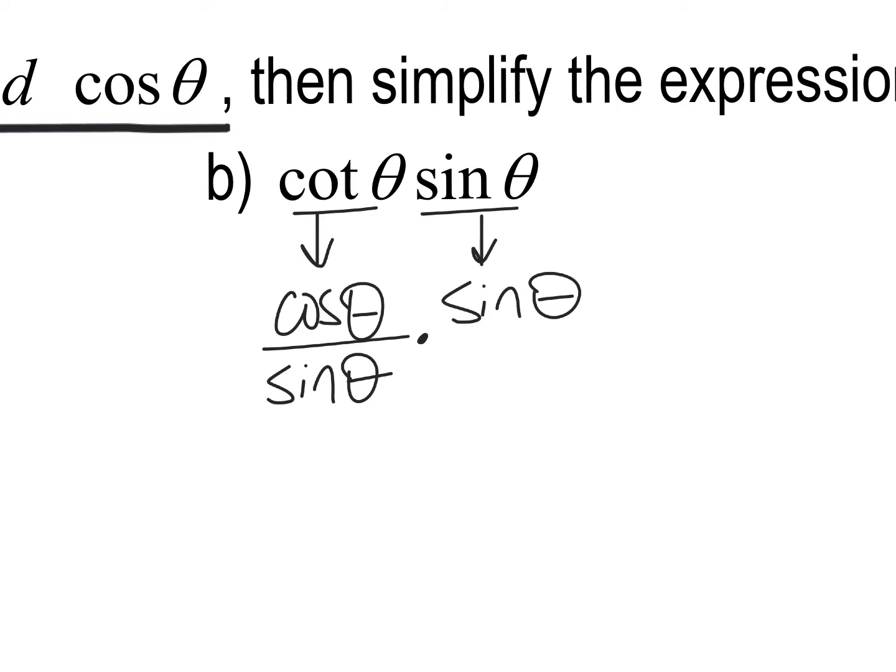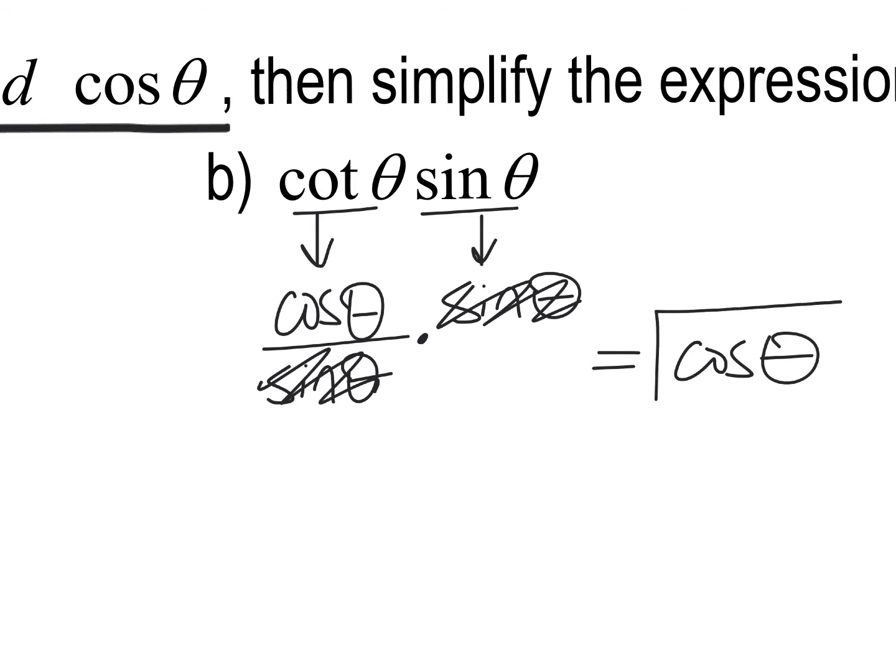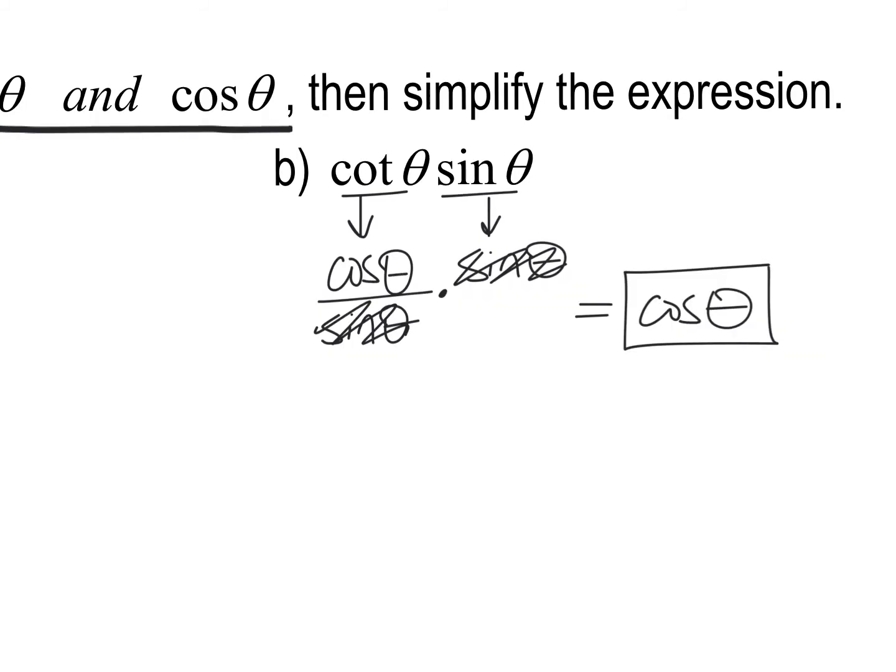And then what you notice here is that we can cancel our sine theta. So this entire thing simplifies to just cosine theta. And that's not a fraction, it's not in the denominator, it's just in the numerator, so cosine theta is my final answer. So I will stop there, you guys.